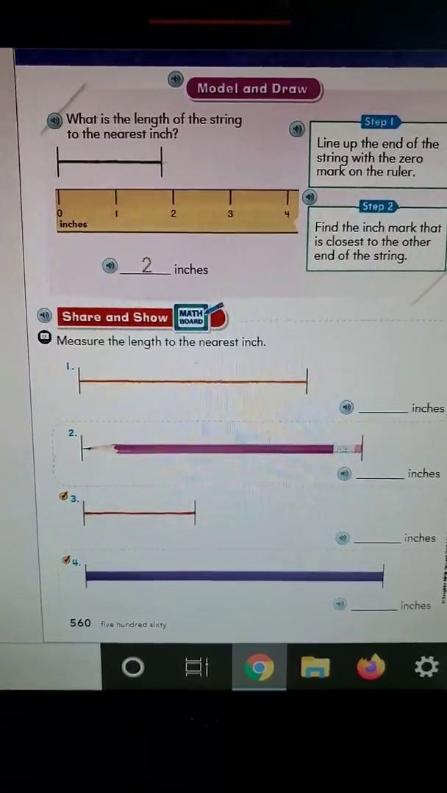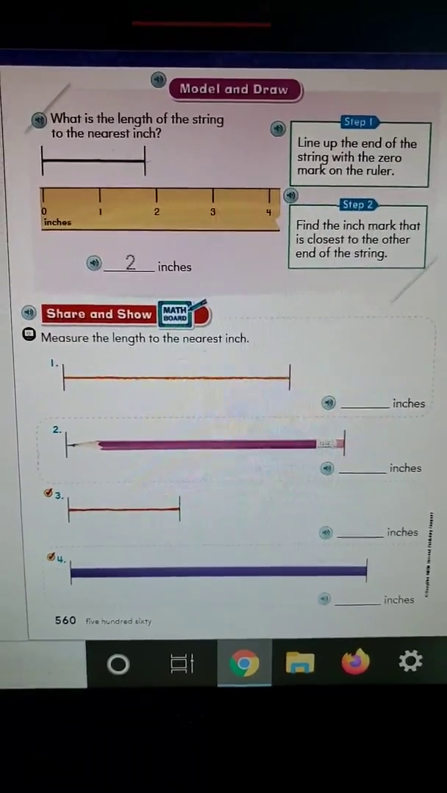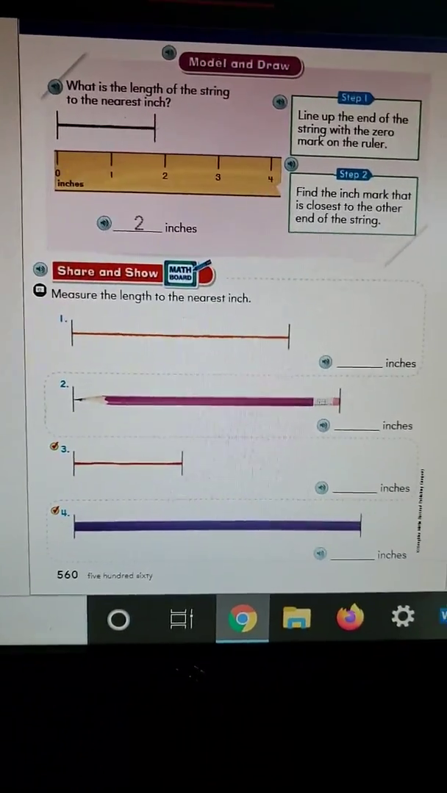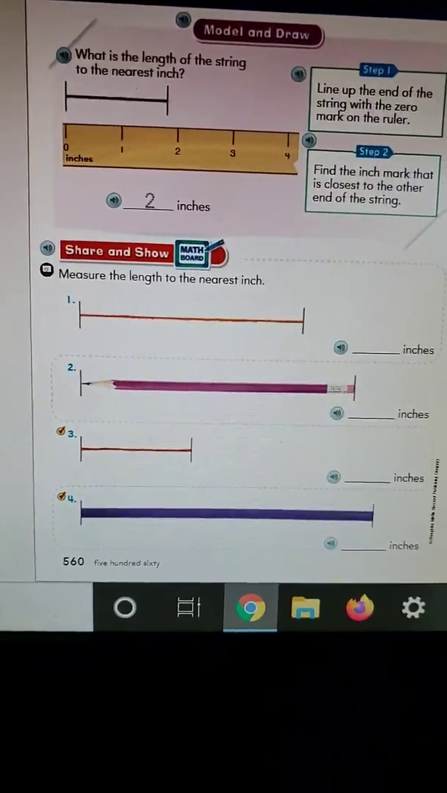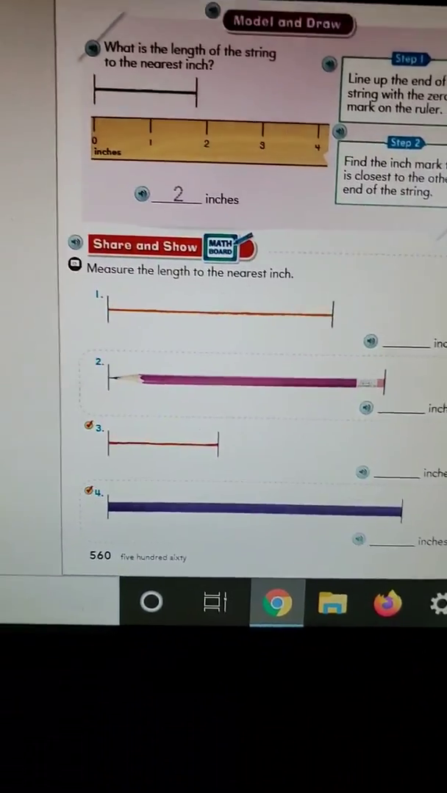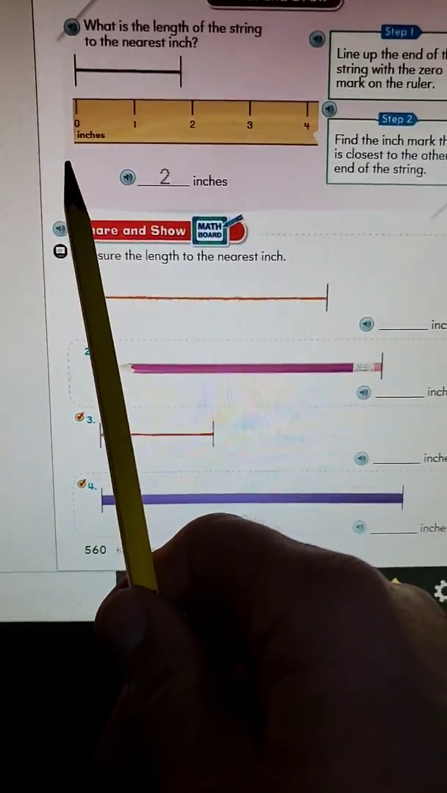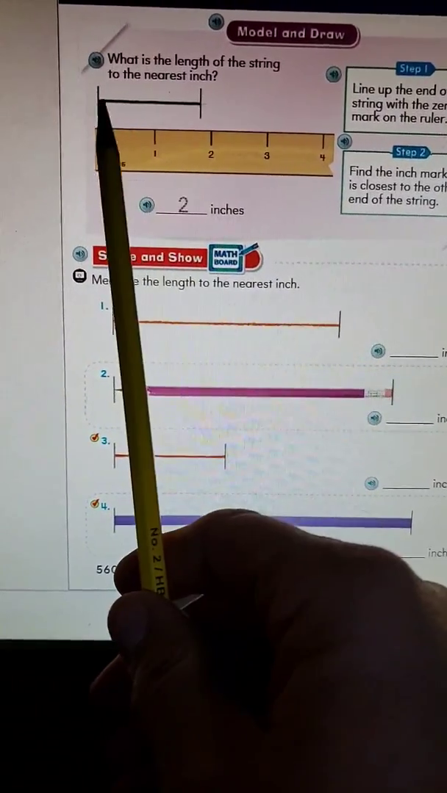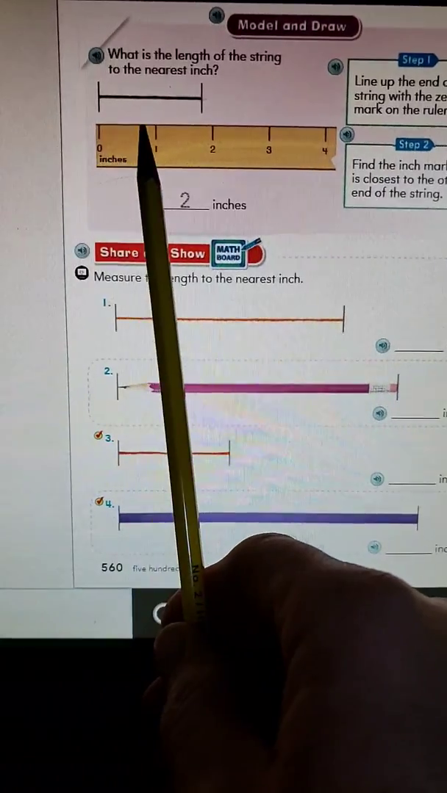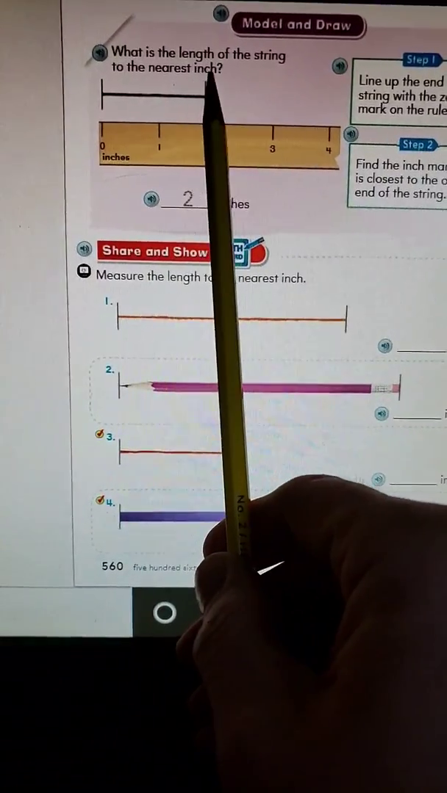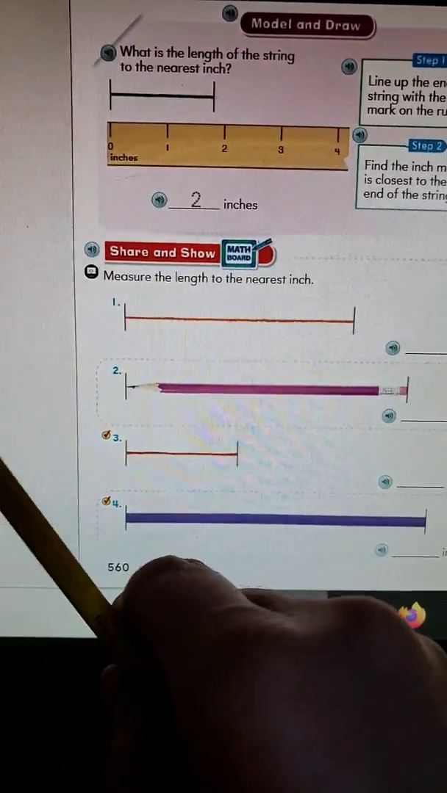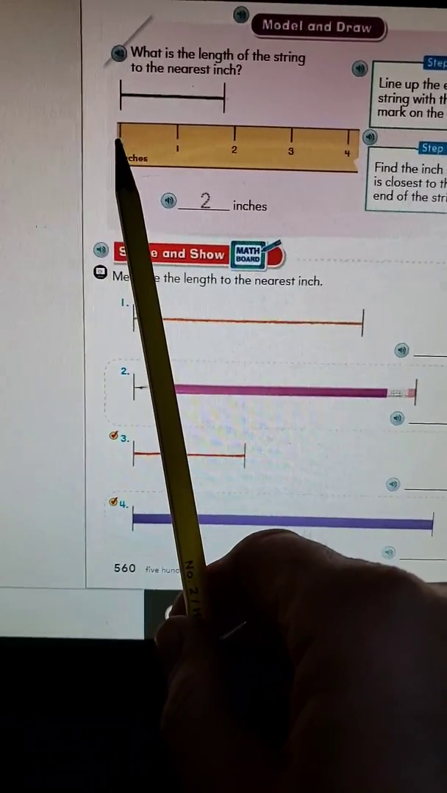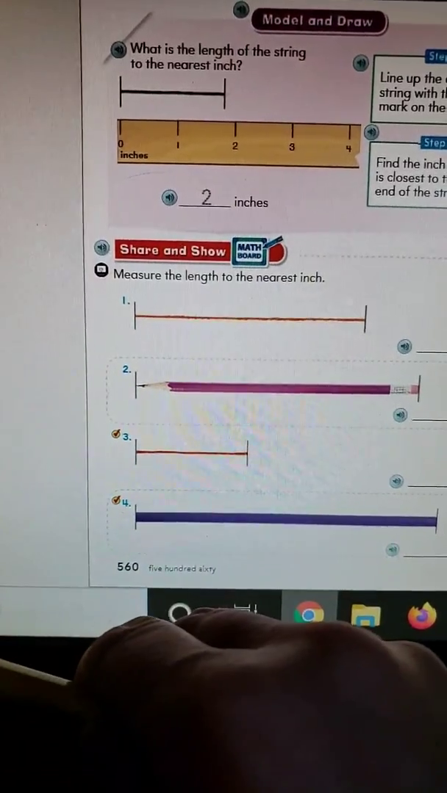Okay, on page 560, we are going to measure to the nearest inch, which means we are looking at the ruler here, and you are looking at the string segment here. And we are looking at what number our end line comes closest to. This is our start, this is our end. We measure from the 0 on to figure out the length.